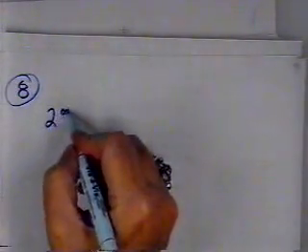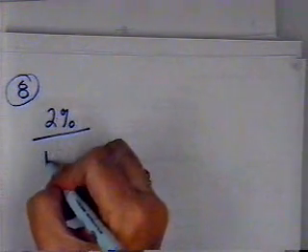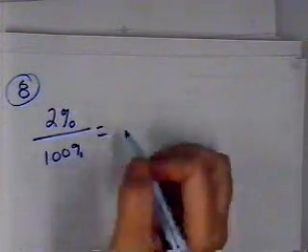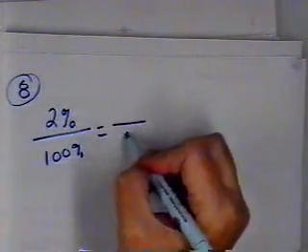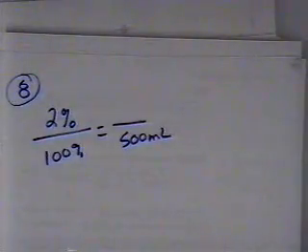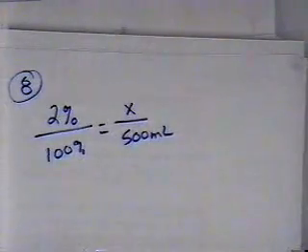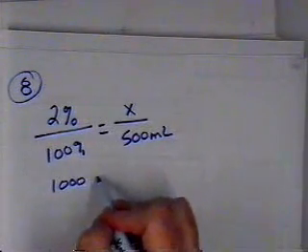Number 8. Prepare 500 milliliters of a 2%. Forget about the tablets. Prepare 500 milliliters of a 2%. If it's not given, what does it have to be on percents? Percents has to be 100. Prepare 500 milliliters. Again, always check your of. 500 of 2. 500 of 2 is on the x. So I multiply, I get 1,000.